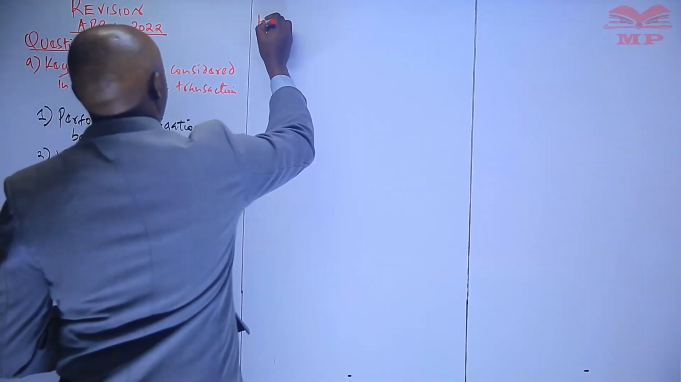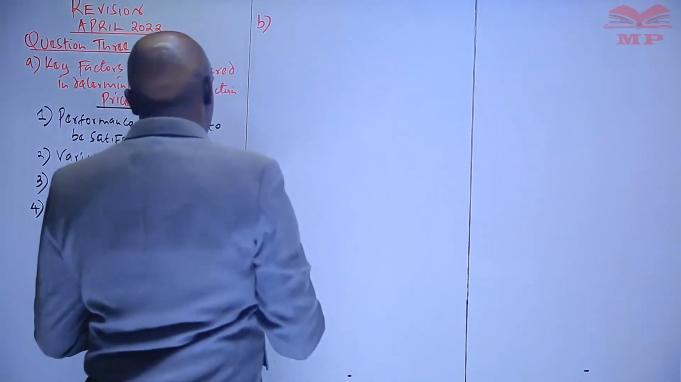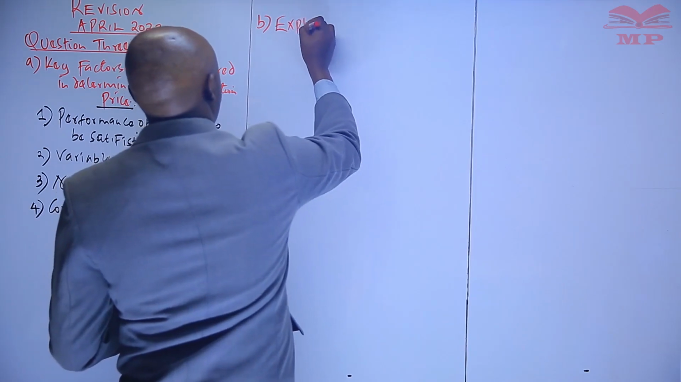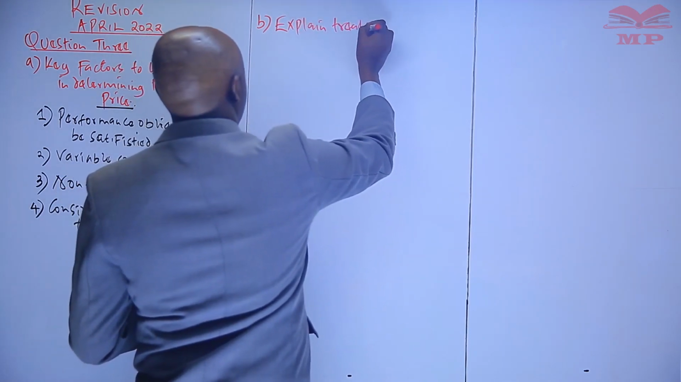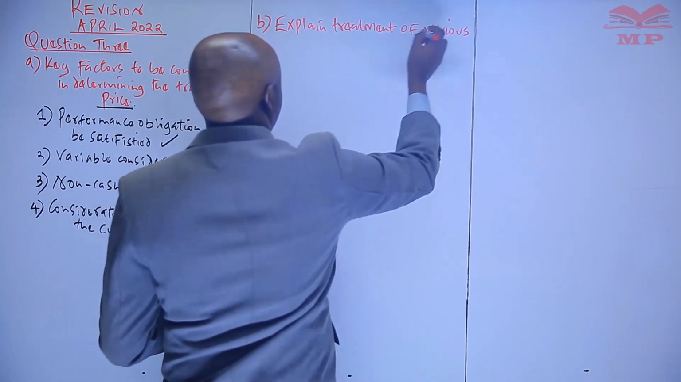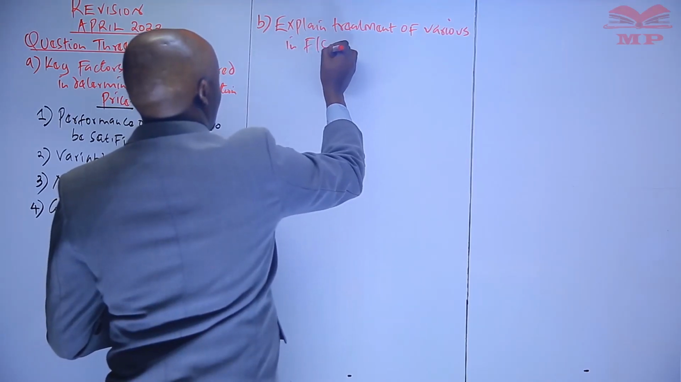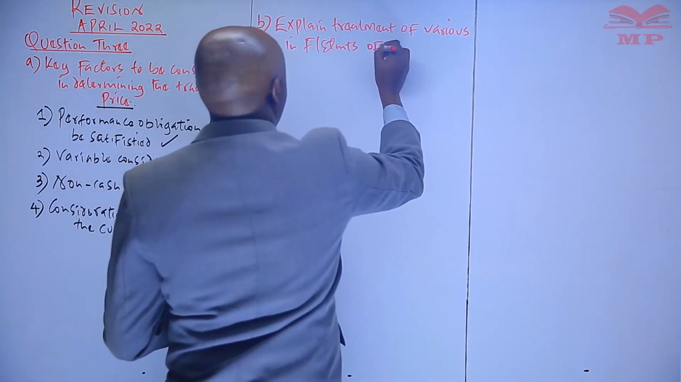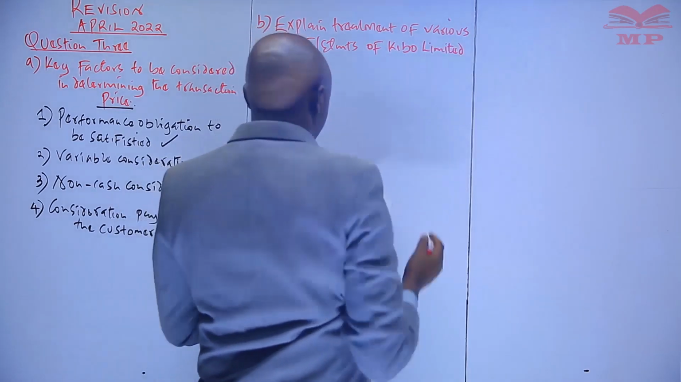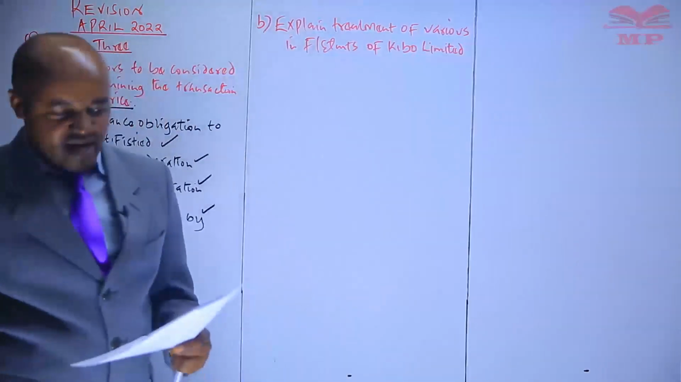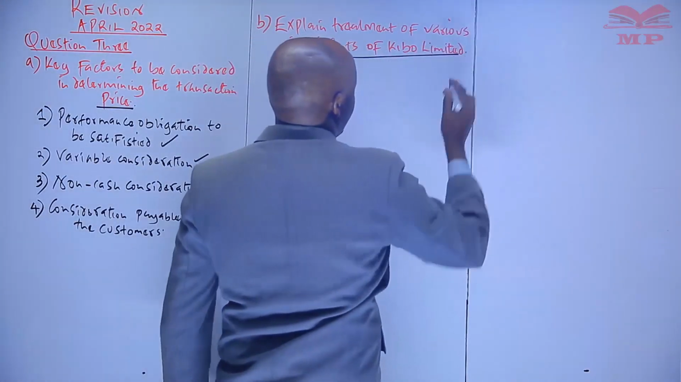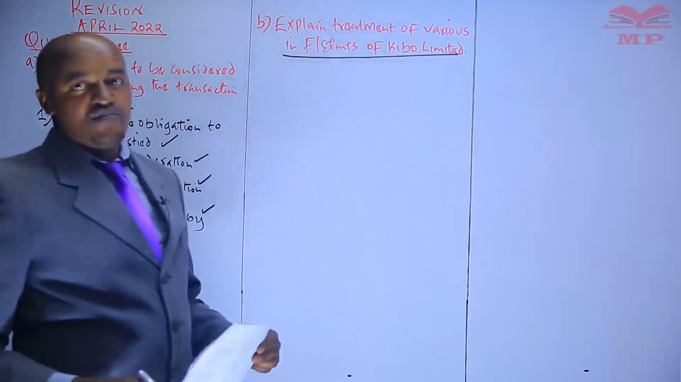So this is part B of the question, which was requiring us to explain the treatment of various items in the financial statements of Kibo Limited. Now in this case we have a number of items which are supposed to be determined and accounted for in the financial statement of Kibo Limited.